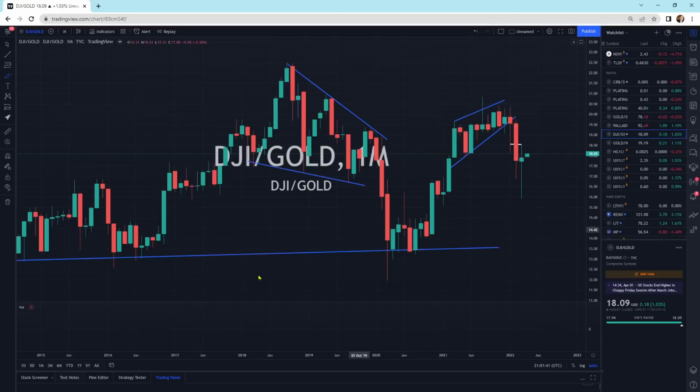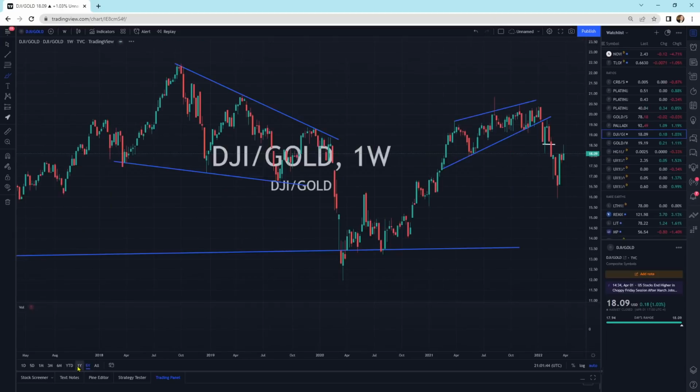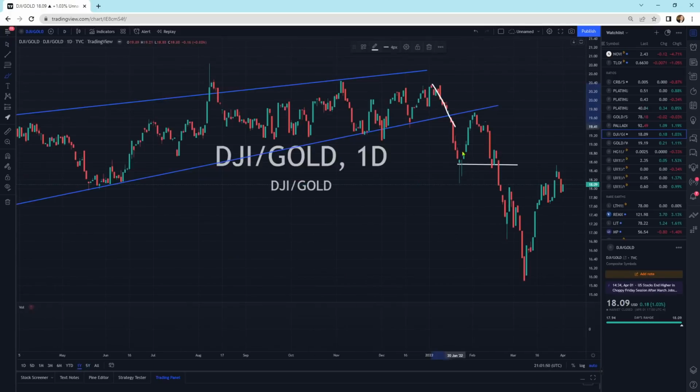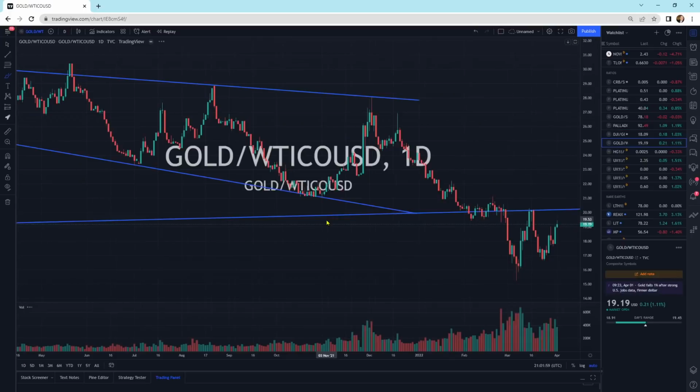Dow Jones Industrial Average to gold ratio. Again, it's fighting back up, but it doesn't have a lot of strength here. I think this is going to come on down in a stair-stepping fashion and keep rolling over. So I think gold will outperform stocks in these market conditions.